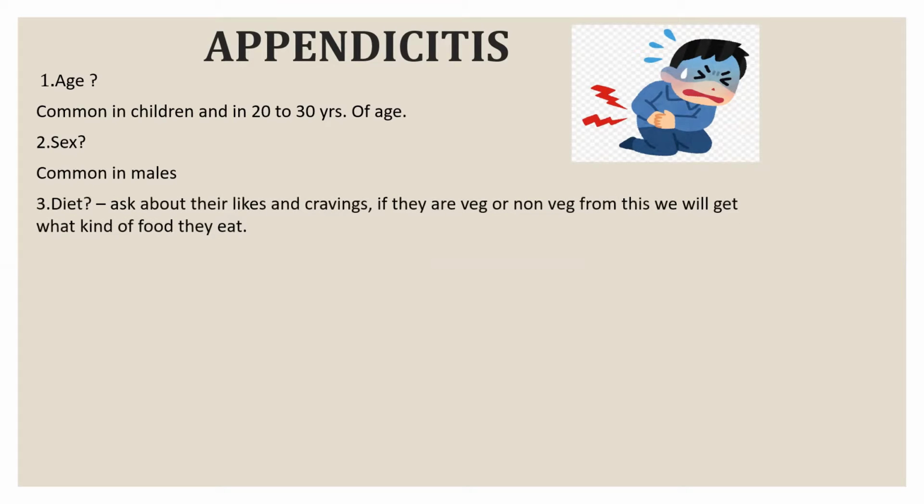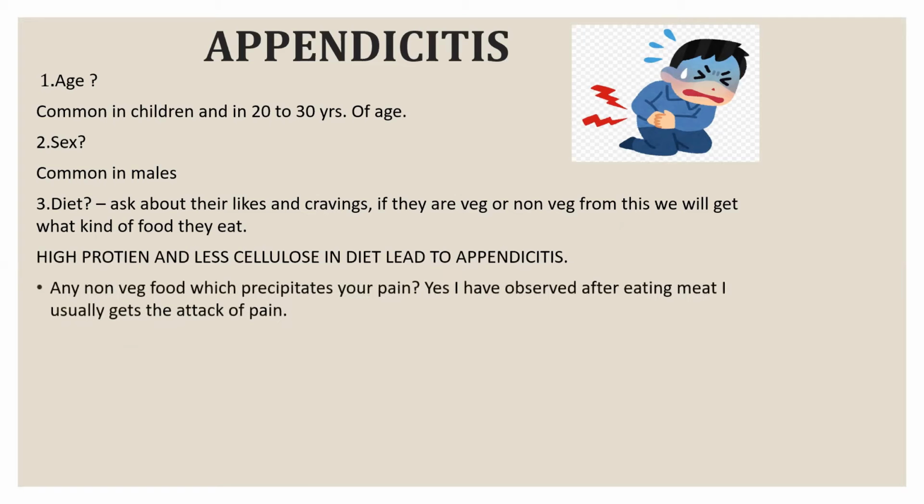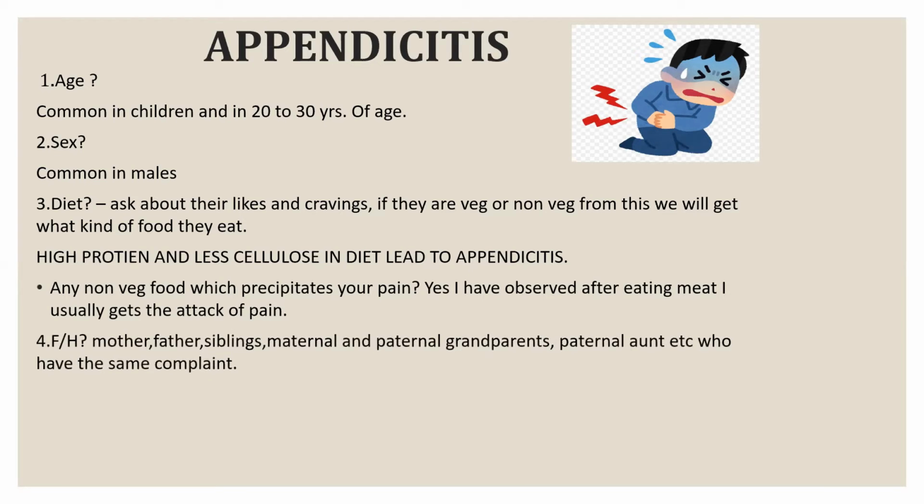Diet. Ask about their likes and cravings. If they are veg or non-vegetarian, from this we will get what kind of food they eat. High protein and less cellulose in diet lead to appendicitis. Any non-veg food which precipitates your pain, we'll ask the patient. Patient will say, yes, I have observed that after eating meat, I usually get the attack of pain. Family history of mother, father, sibling, maternal, paternal, grandparents, aunt, uncle, etc. who have the same complaint.